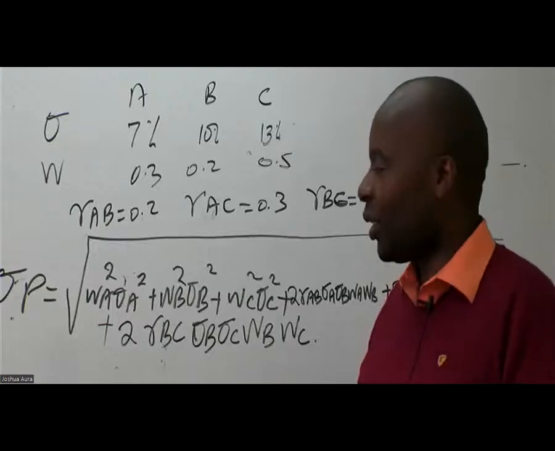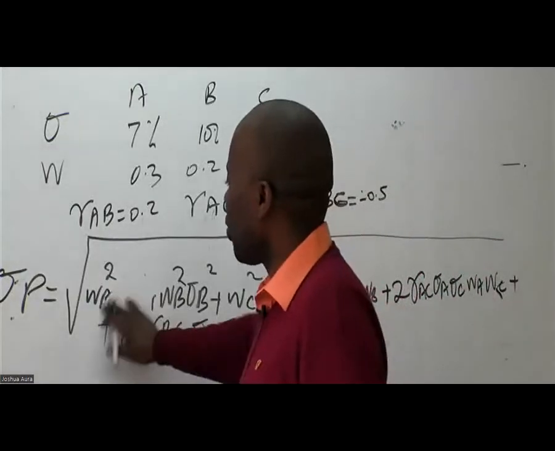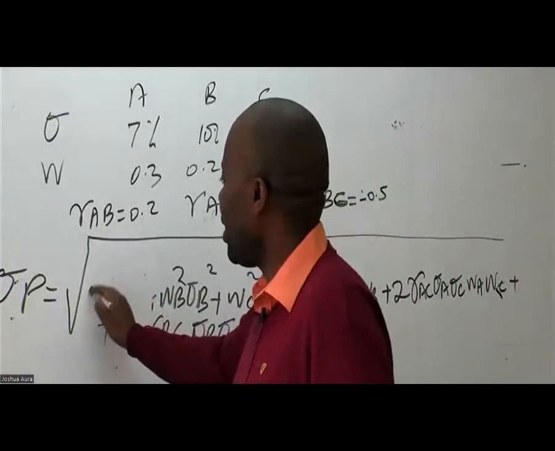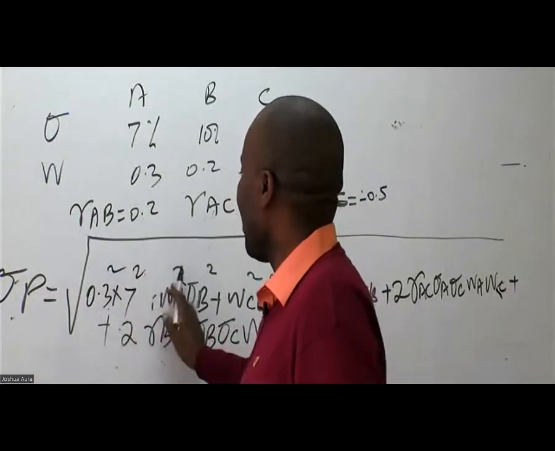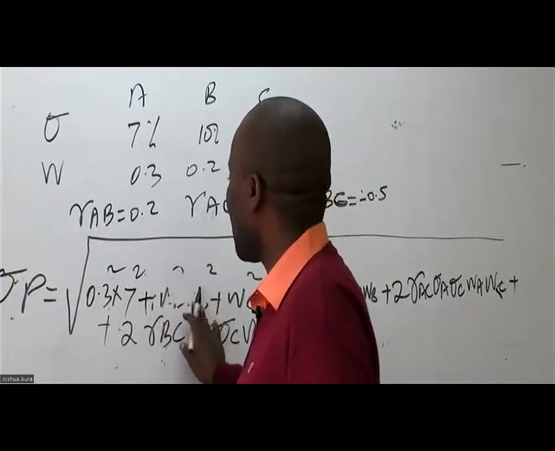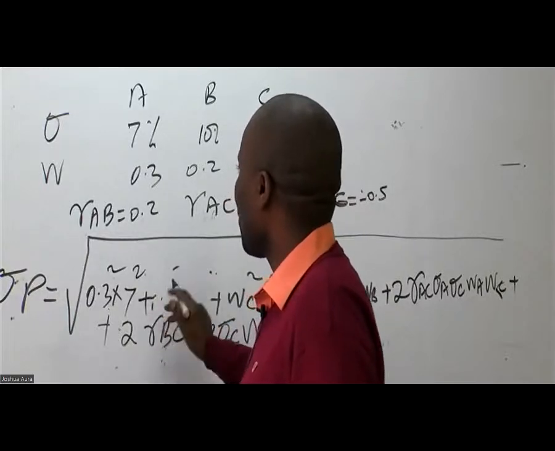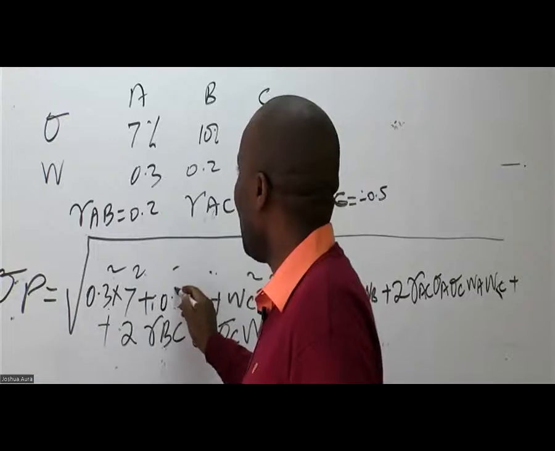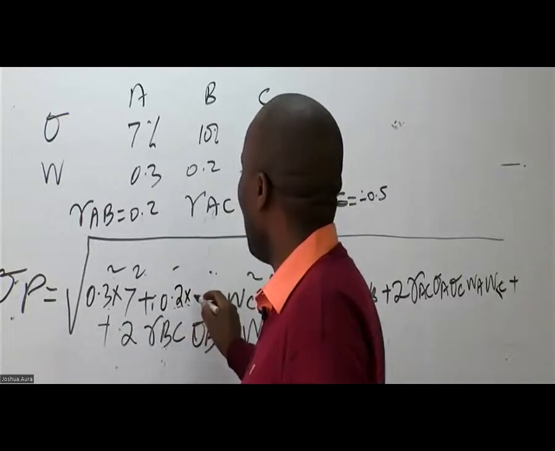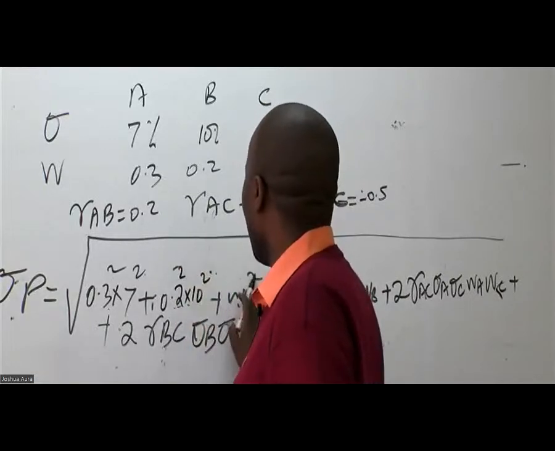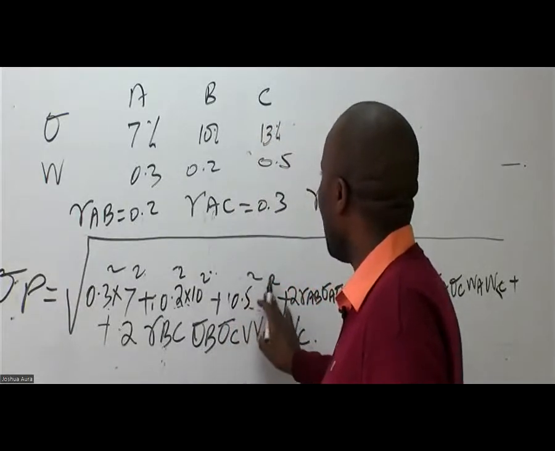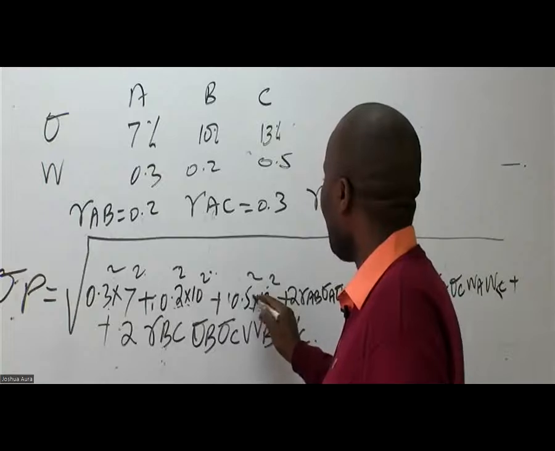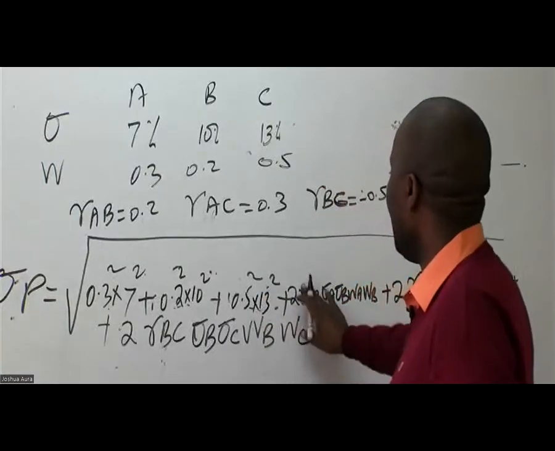Right. So then weight of A, standard deviation of A, this already I have. The weight of A is 0.3. Standard deviation of A, I have that, squared. Plus weight of B, standard deviation of B. The weight of B is 0.2. Standard deviation of B is 10, squared. Weight of C is 0.5. Standard deviation of C is 13. Then we have 2 RAB.